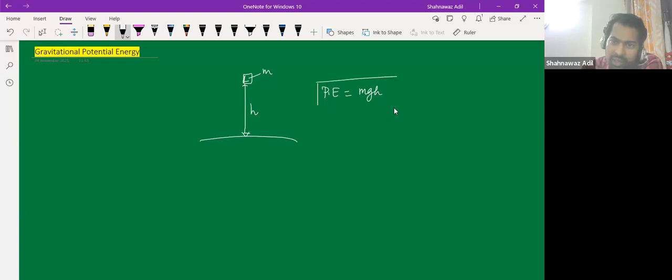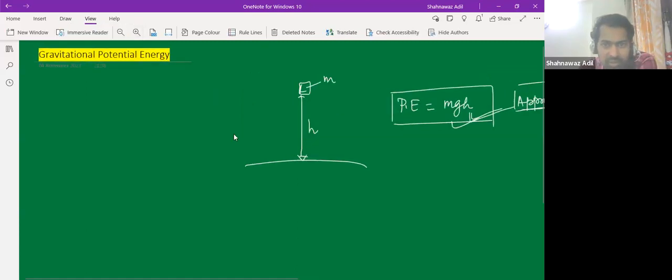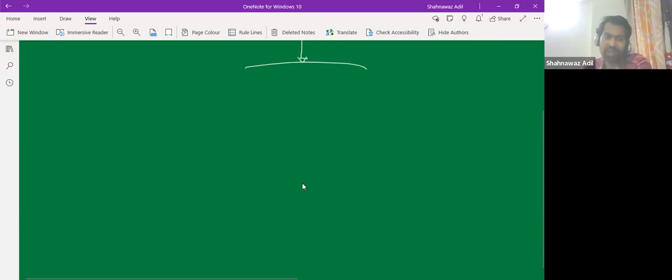So now in this topic, you'll understand how we get this mgh. You will find out that this is the approximated value. But what is the actual value? How do we get this result? And this you will understand in this topic. So first, let us understand what work is.